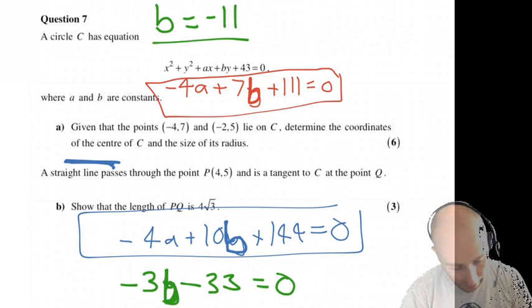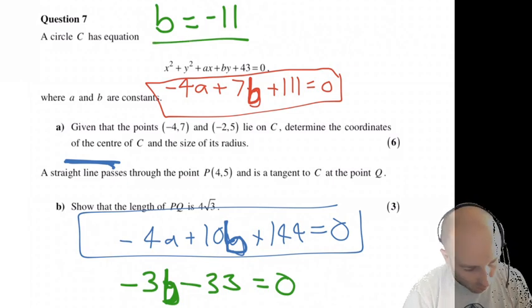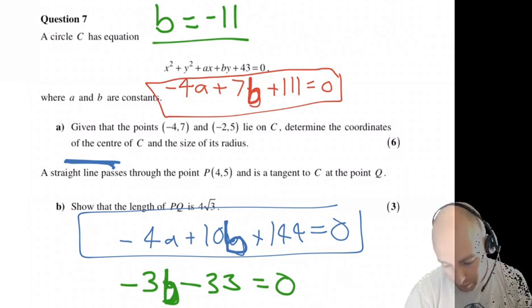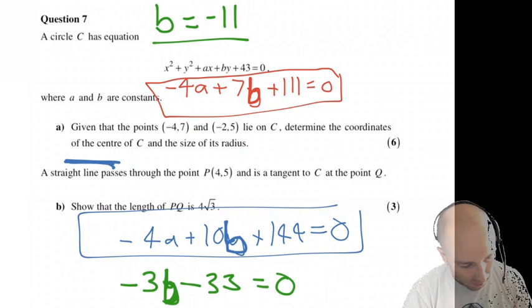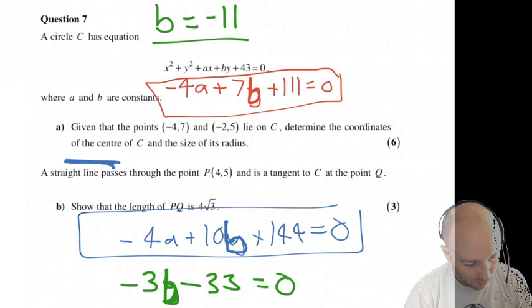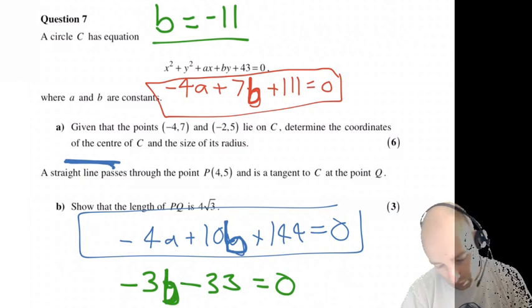And we can use this to find a. So 4a is 7 lots of minus 11, plus 111. Divide that by 4, and we get a is 8.5.